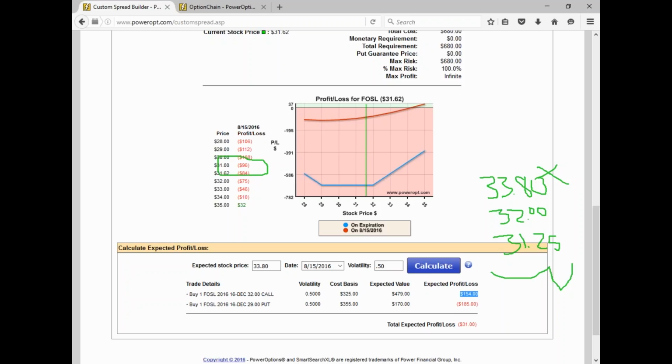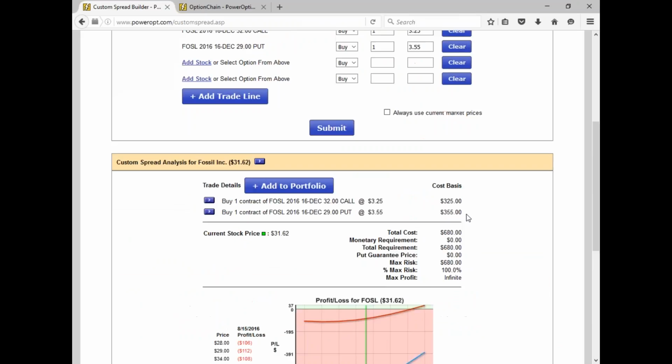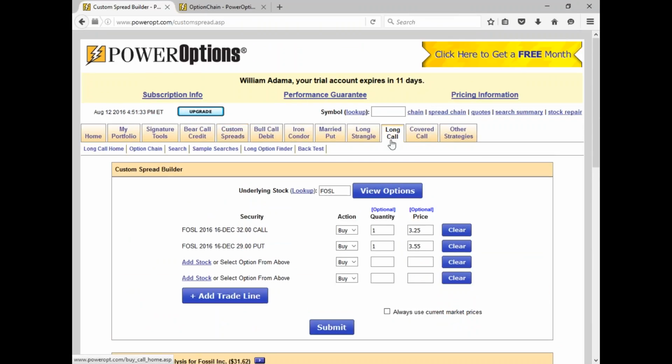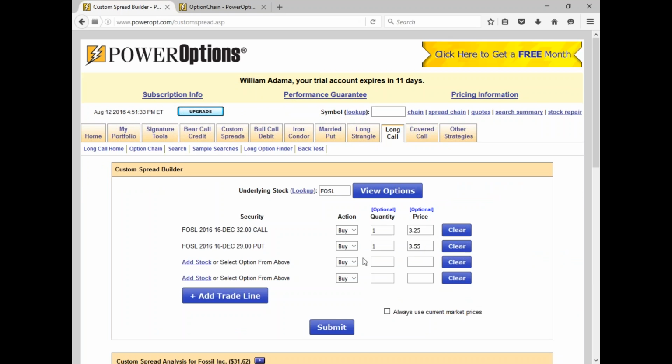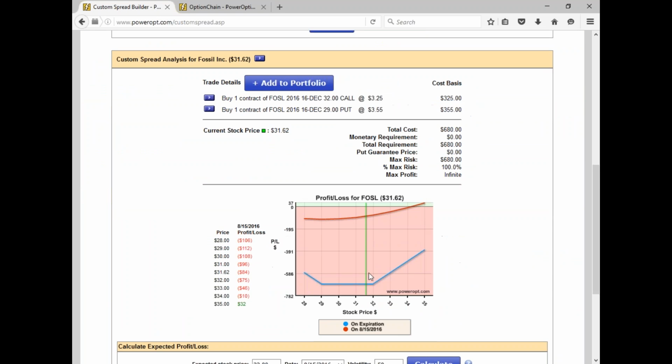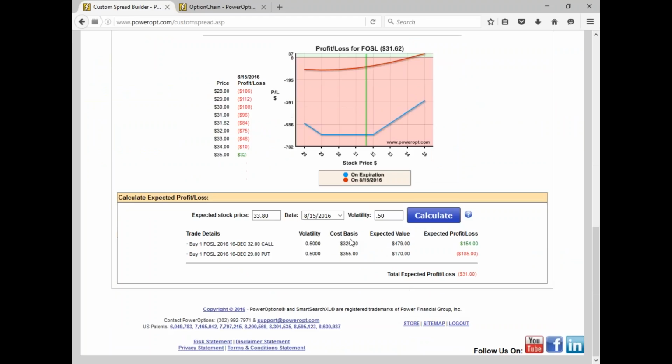Okay, so long-winded answer, but various implied volatility values are available in all of the searches for all the strategies. Single option strategies give you the advantage of screening by that percent implied volatility range. You can also see the implied volatility values on the option chain at any time, and on the custom spread tool, when you're analyzing maybe a short straddle or strangle, or a long straddle or strangle, you can play around with the volatility.